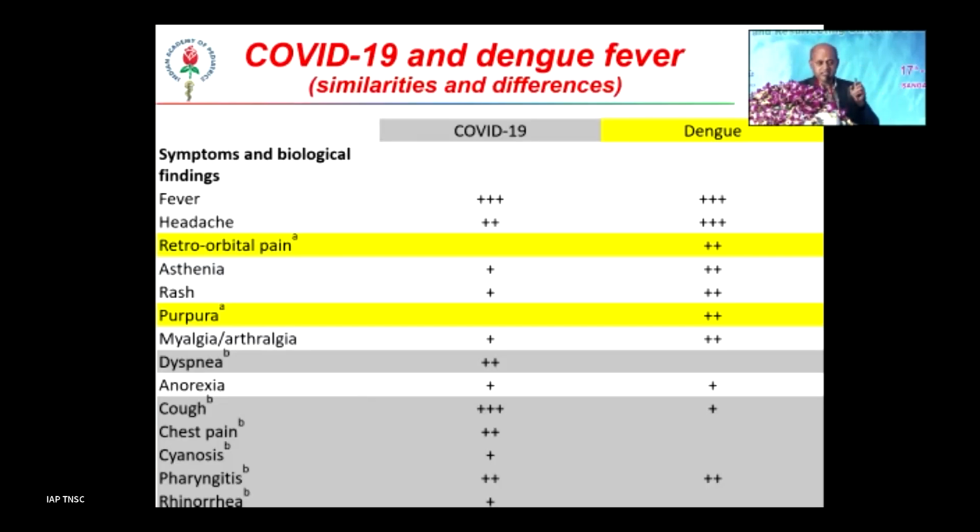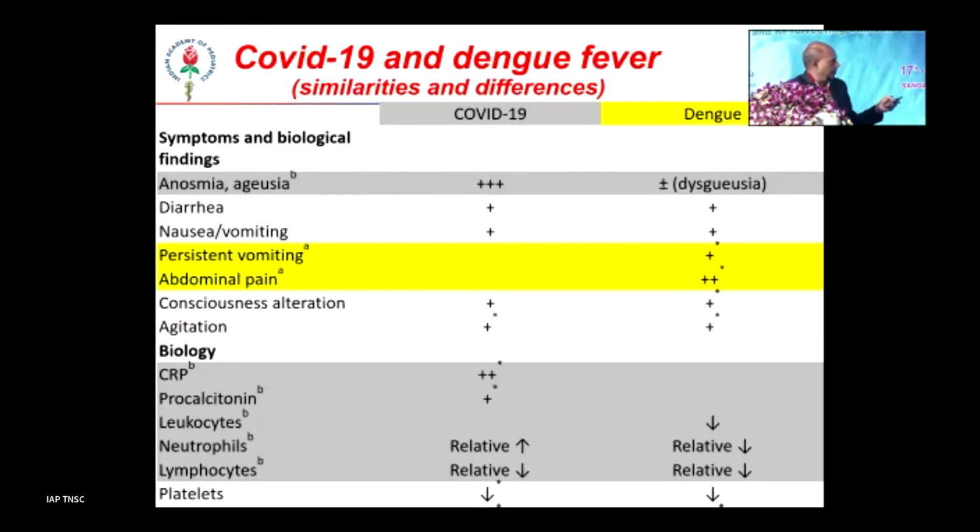So when you look at these clinical symptoms, is there any difference between COVID-19 and dengue? Fever can be there in both conditions, but headache, especially retroorbital headache in older children, is much more common in dengue. And purpura is more common in dengue; it is not a common manifestation of COVID. These are the things we need to remember.